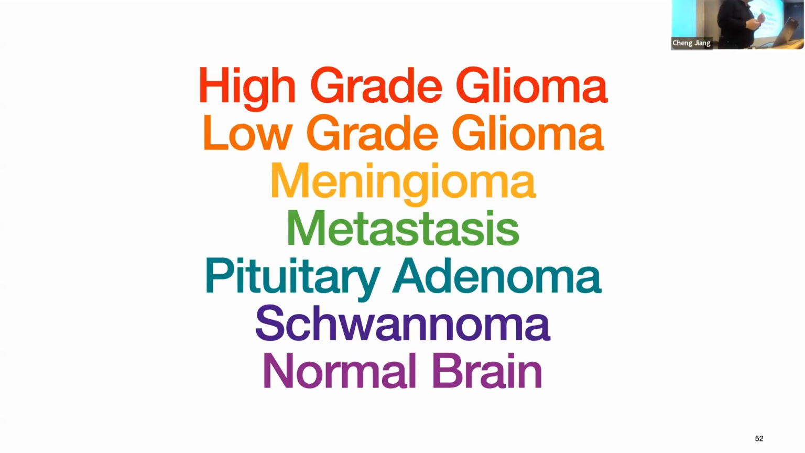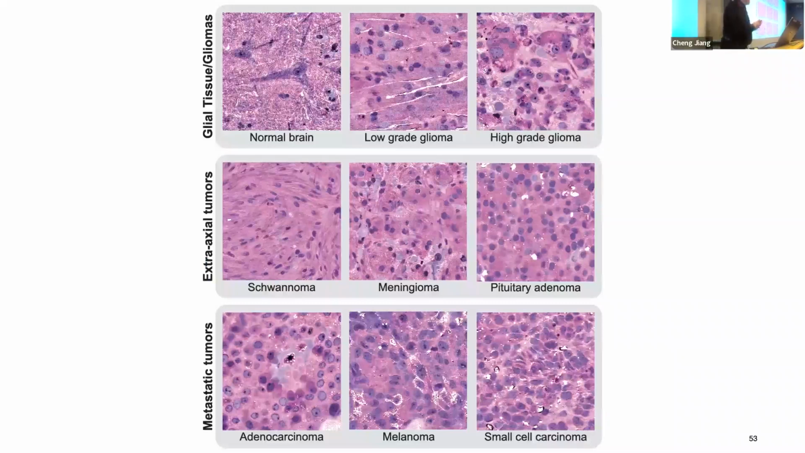And we selected 7 classes that are the most common, right? So that includes high-grade and low-grade gliomas, like we used in the DeepGlioma study. And we also included 4 other tumors that are skull-based tumors that are very diverse. And we also included normal brain tissue. And so here are some examples. And again, these patches are very diverse.